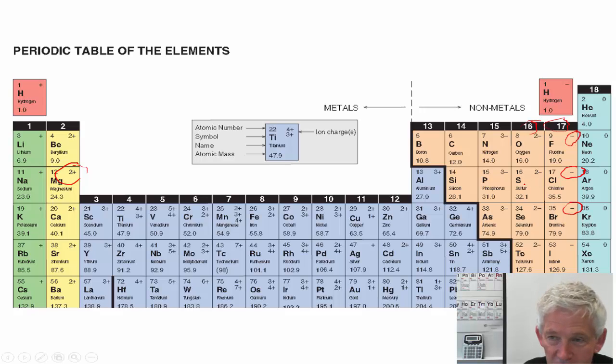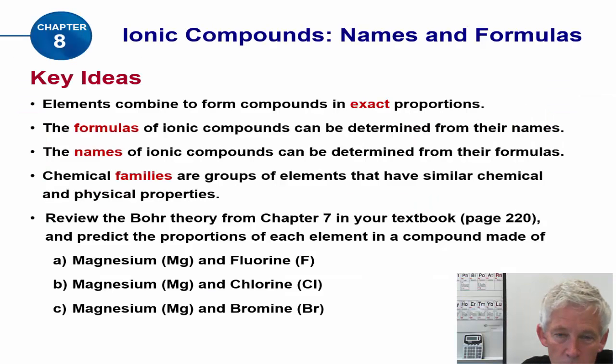What the heck does this have to do with writing formulas? Well, we just asked, review the Bohr theory for chapter 7. Magnesium, we said, was 2 plus, and we said fluorine was 1 minus. To be a compound, these have to equal 2 plus and negative 1. The only way they can be equal is if you have 2 fluorines, right? 2 times negative 1 is negative 2, which totally balances the plus 2. So the formula for a compound formed with magnesium and fluorine is MgF2.